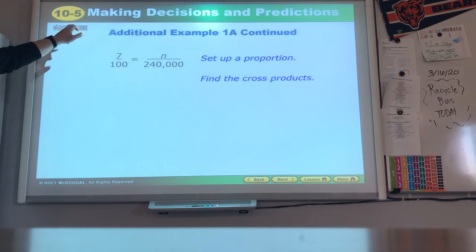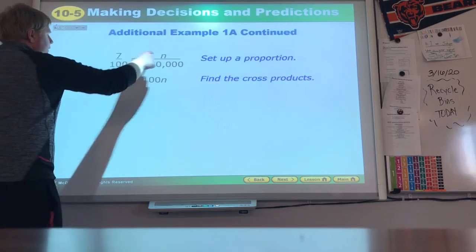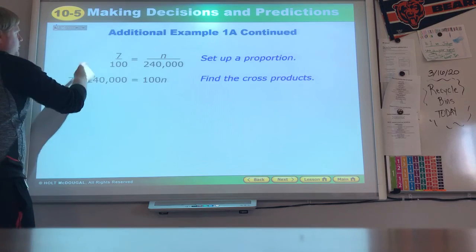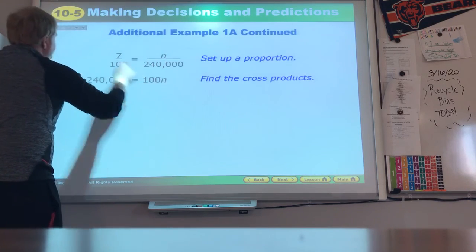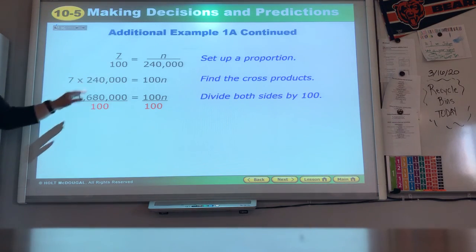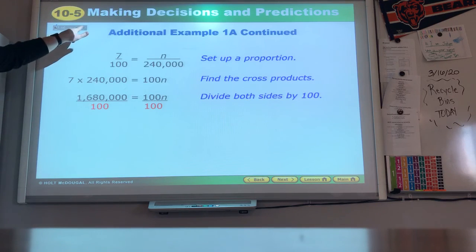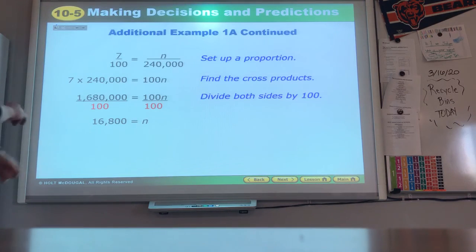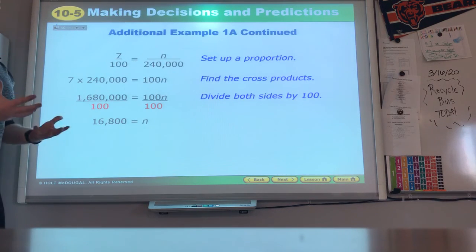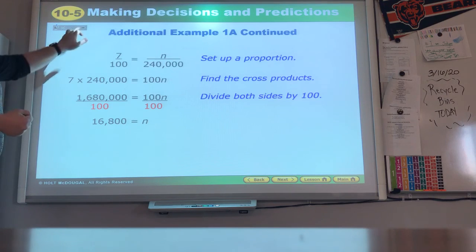Then we're going to cross multiply. 700 times 240,000, 100 times n. Then we're going to have to divide by that 100, right? And divide by that 100. Divide both sides by 100. You multiply this, you get that, divided by 100. They can expect 16,800 people to be unsatisfied because this was their survey, and then they translated that or used it on their whole group to make a prediction of how many people would be unsatisfied.